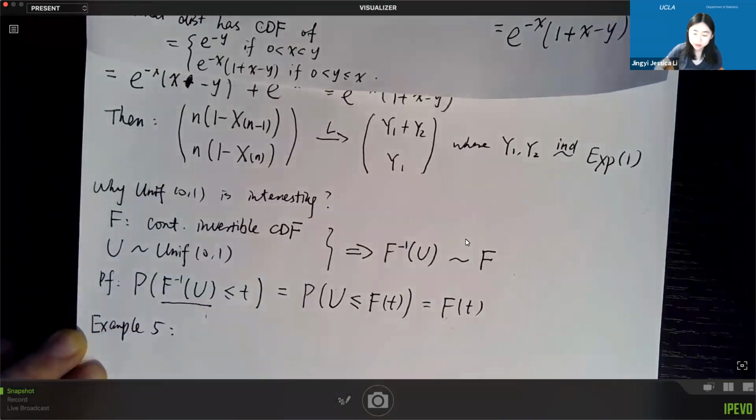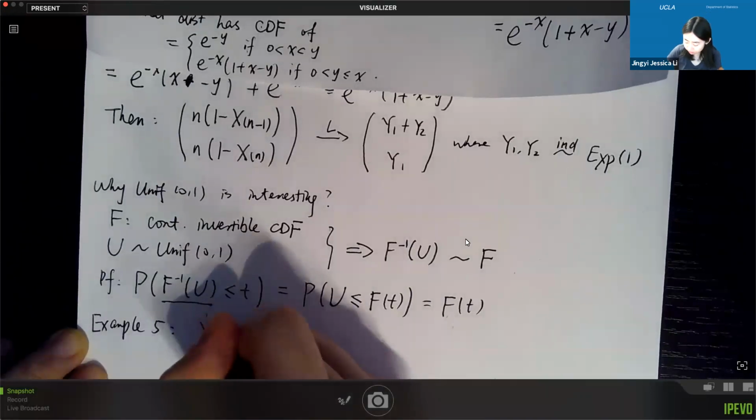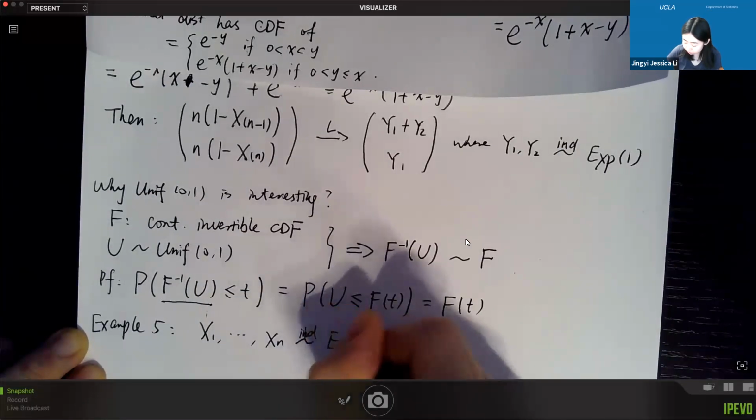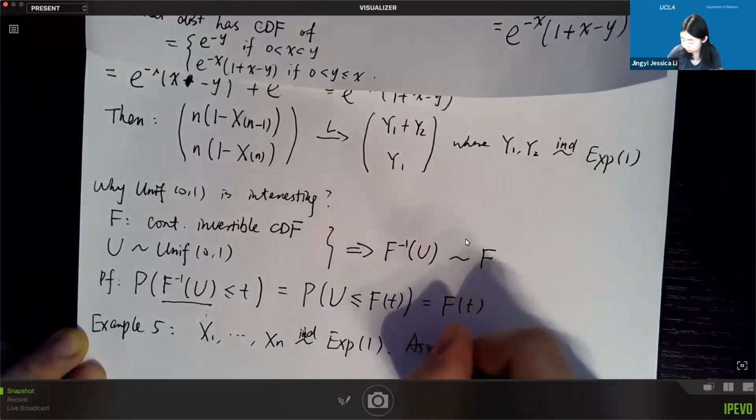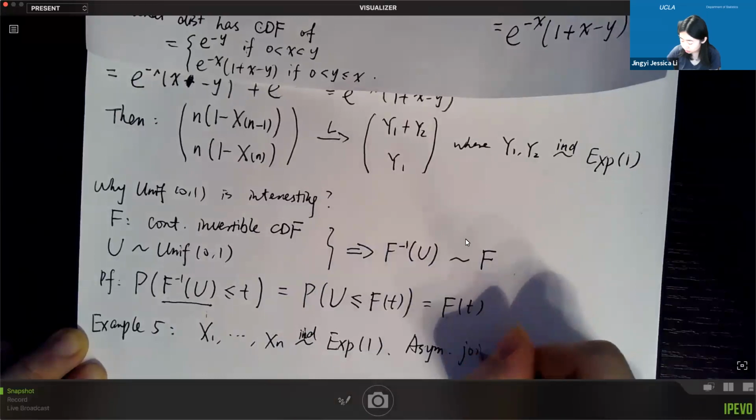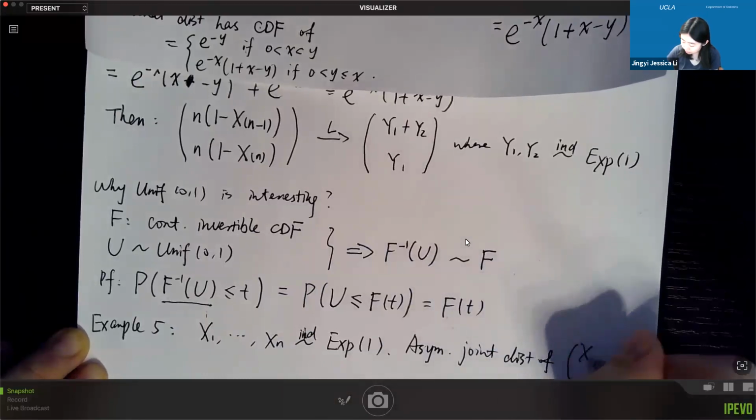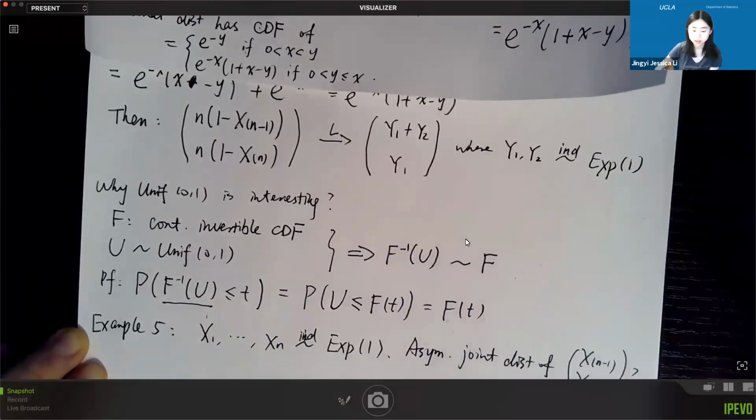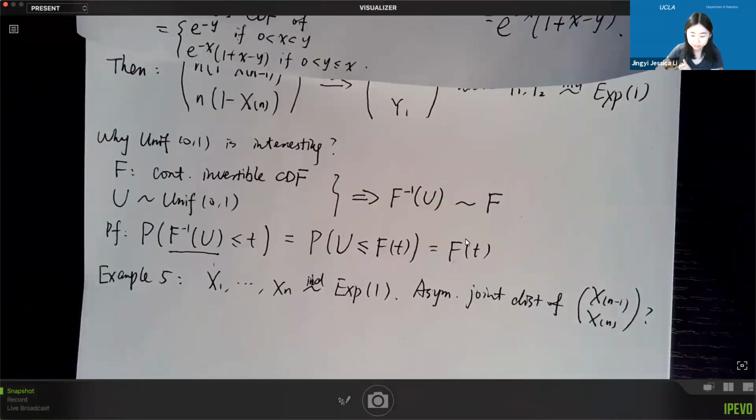So in example 5, now our random variables are no longer uniform 0, 1, but they are i.i.d. exponential 1 random variables. And we're interested in the asymptotic joint distribution of X_{n-1} and X_n. That's the thing we're interested in.